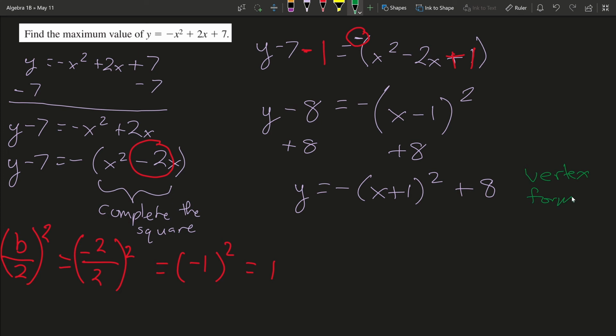And from here, we can figure out some pretty useful information. Because this is negative up here, this is our a. So that means a is equal to negative 1. If there's nothing written, we assume that it's 1. So it's an a equals negative 1. And that means that our parabola is going to be opening downwards. Which means that we're going to have a maximum value. And what is this maximum value? Well, remember that this is H, and this is K.